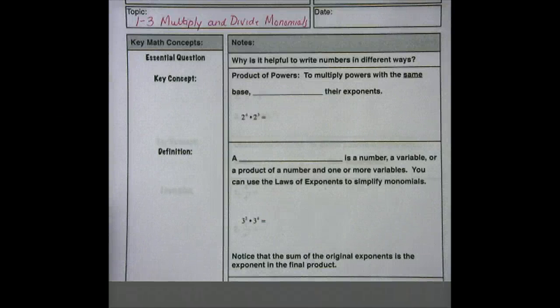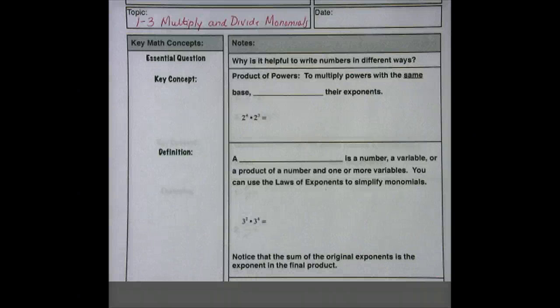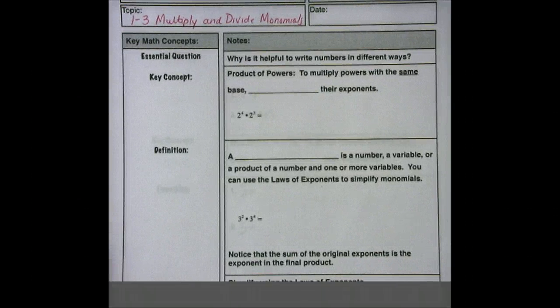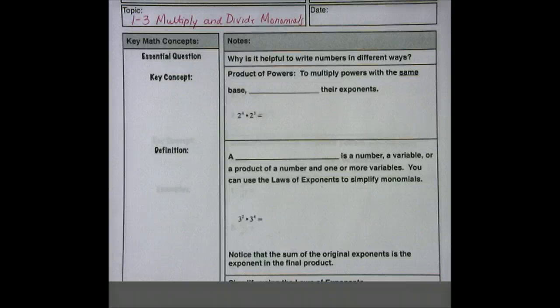Let's look at section 1.3, multiply and divide monomials. We're still in unit 1 where our essential question is why is it helpful to write numbers in different ways? We've learned to write numbers using exponents and to evaluate them, and we've also learned to change numbers from decimals to fractions and fractions to decimals. Today we're going to do something we've been doing all year long in our math minutes, and that is multiplying and dividing monomials.